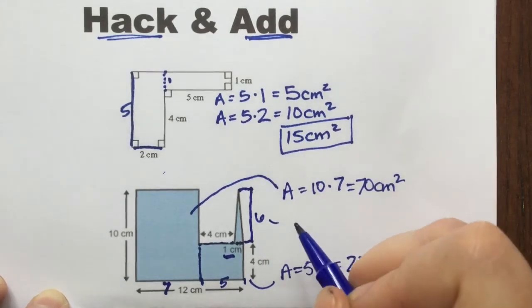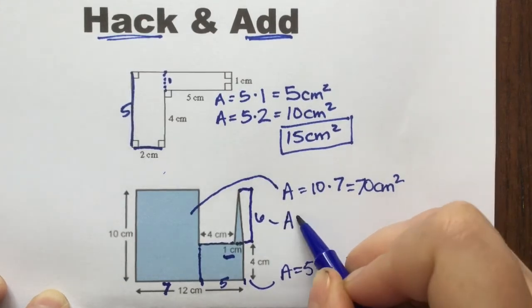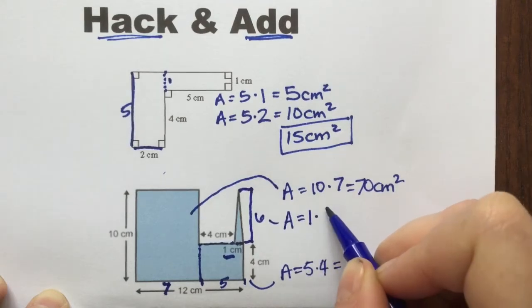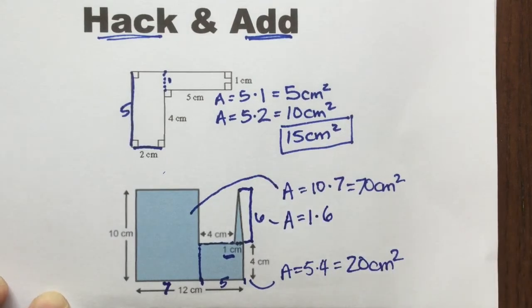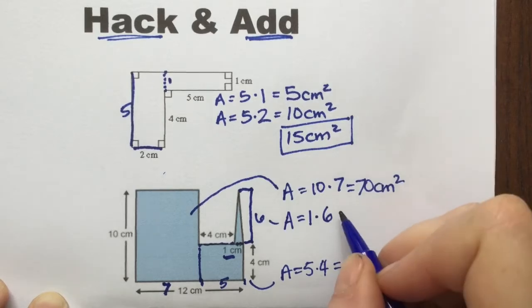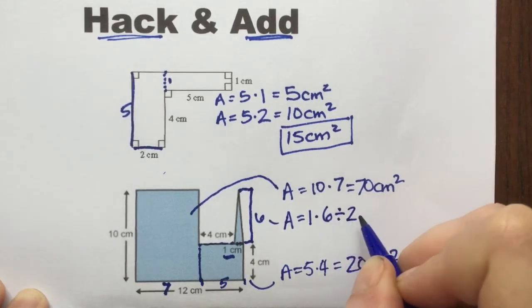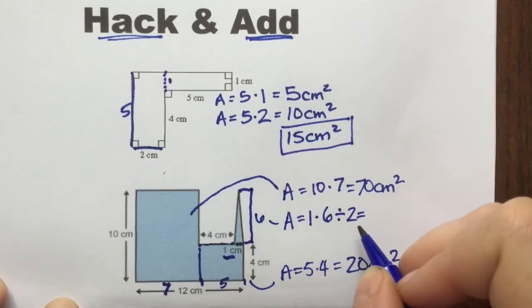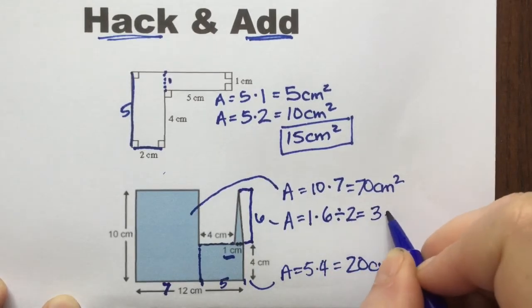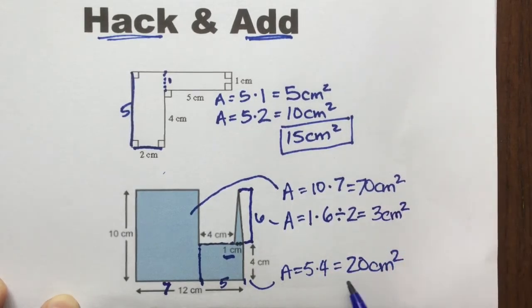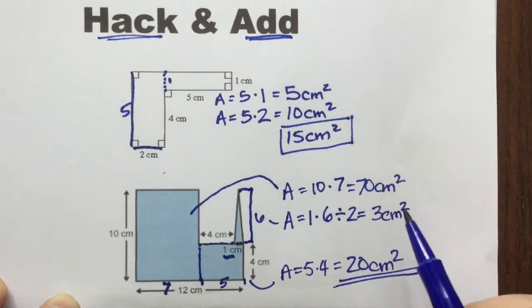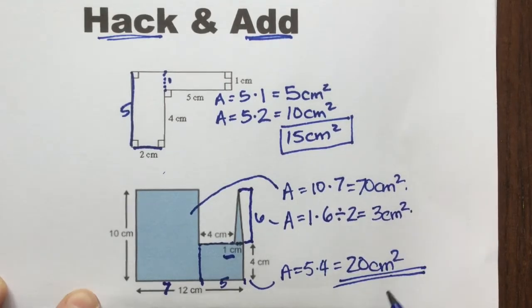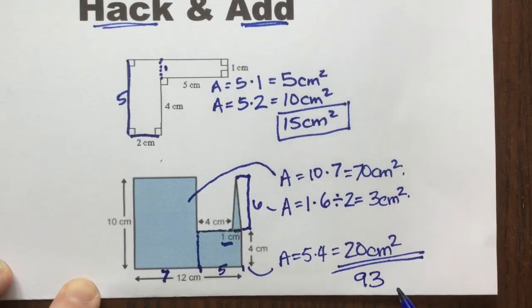So to find the area of that triangle, I do 1 times 6. And because it's a triangle, this is the part everybody forgets, you have to cut it in half. Triangles are always half of the rectangles they fit inside. So 1 times 6 is 6, divided by 2 is 3 square centimeters. When I add up all of those 3 areas, I get 93 square centimeters.